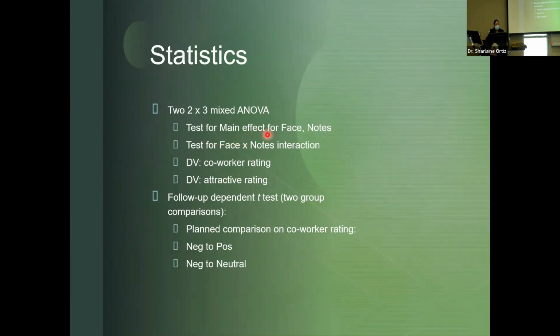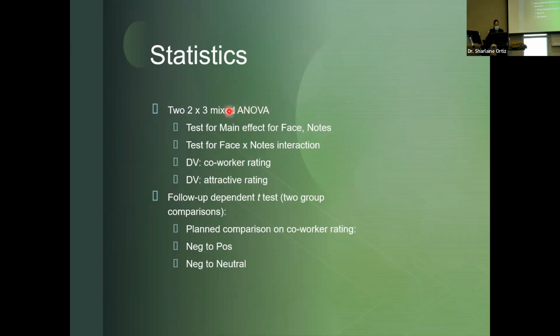Notice that we're going to look at the main effect of face and the main effect of notes. Then we're also going to test for the face by notes interaction. Remember that an interaction is whenever we are mixing the 2 factors. Again, we're going to have the dependent variable of coworker rating plus the dependent variable of attractive rating. Then we are going to be followed along by a dependent t-test.